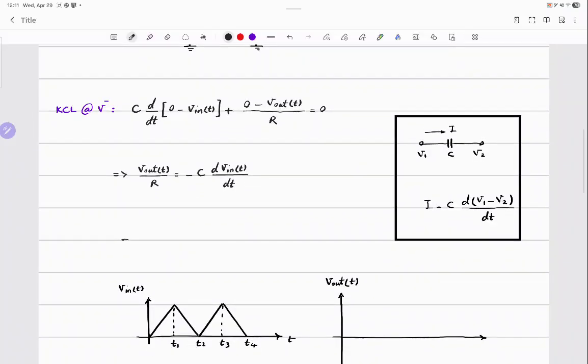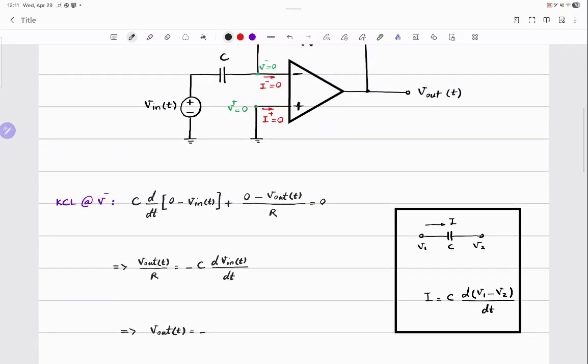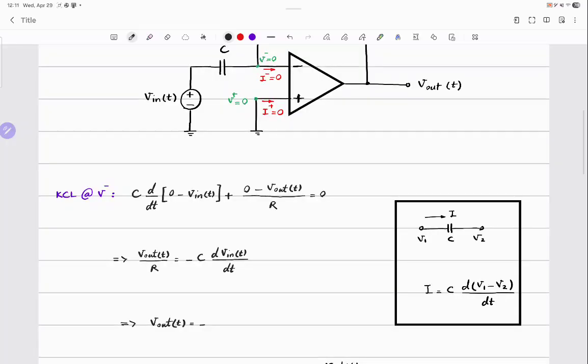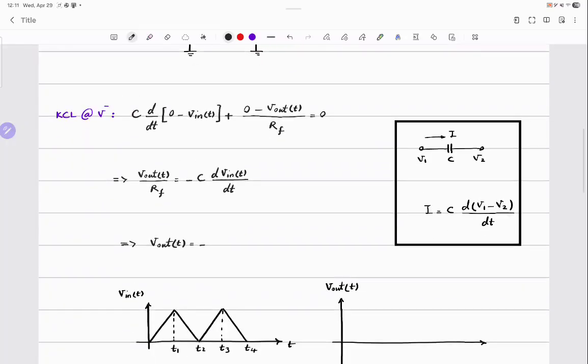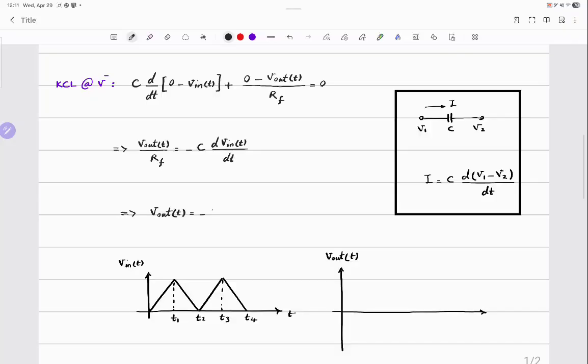And based on that, I can write V out is equal to negative, oh, I'm using RF, sorry, I should write RF. Negative RF C dV in over dt.